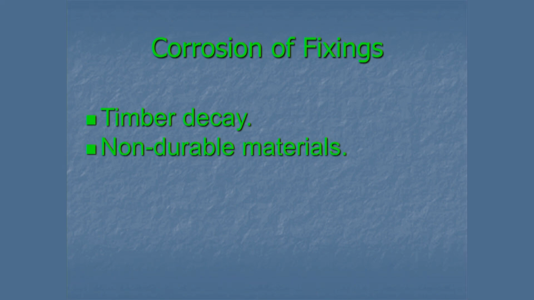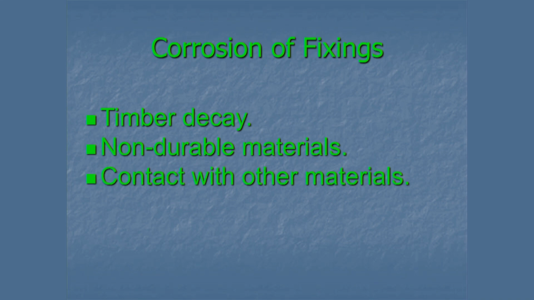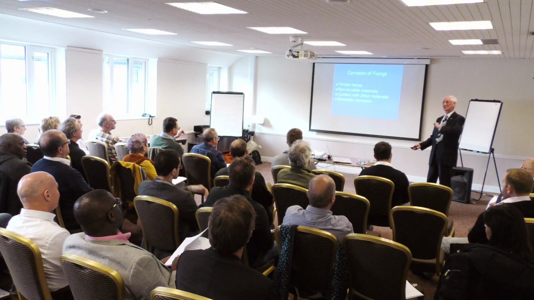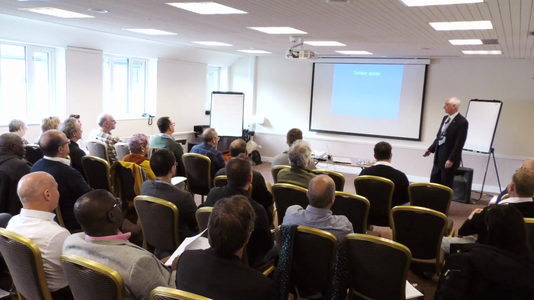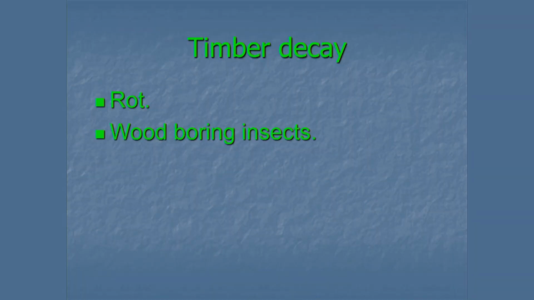Non-durable materials is a problem. Contact with other materials is a problem, and I'm going to talk in a bit more detail about that because it's something you will find. Bimetallic corrosion. Who's heard of bimetallic corrosion? Yes, sir. Jolly good. Timber decay, rot. Very rare. Wood-boring insects. They don't like oak.